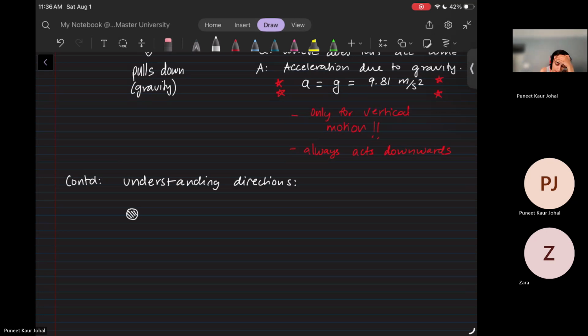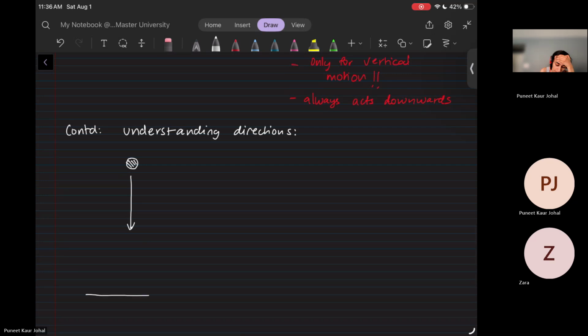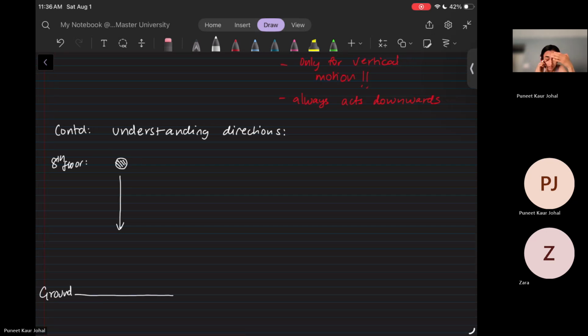Okay, so this is the ball. They drop it and it's coming down from like whatever floor, and this is you standing on the ground. And this was the 8th floor. And let's say I give you a question and it turns out you have to use this equation, and we're just trying to figure out the directions and stuff, okay?